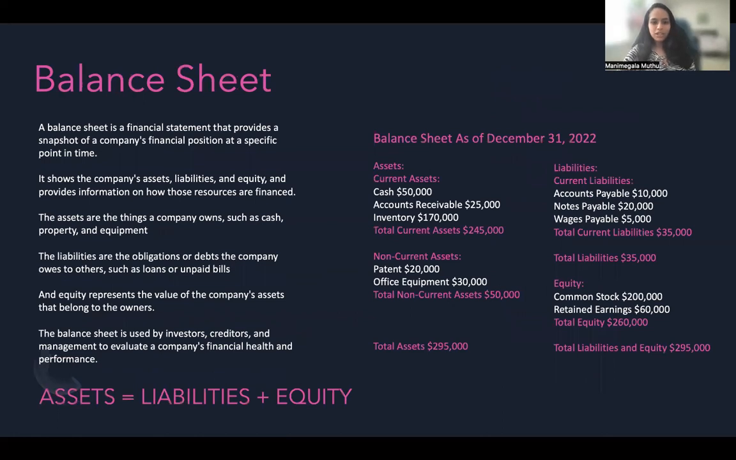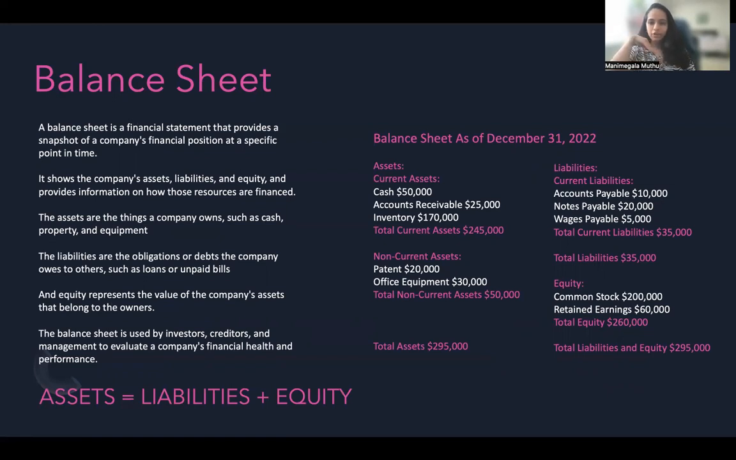Going to the balance sheet, it's a financial statement which is a snapshot of a company's financial position, again, at a specific point of time. So it shows the company's assets, liabilities, and equity section, and how exactly we get our resources financed. Assets are what a company owns, like cash, like receivables. That's basically what our customers owe to us.